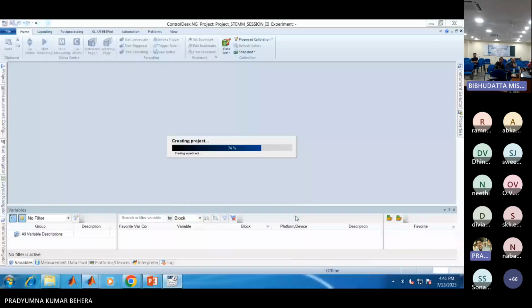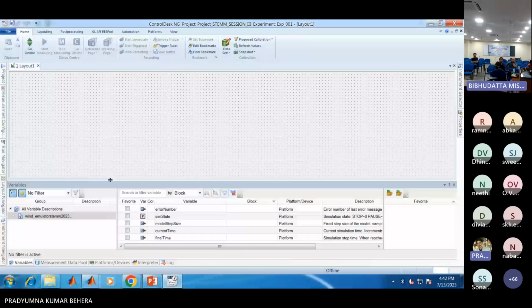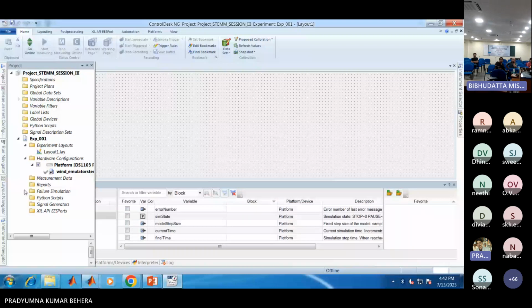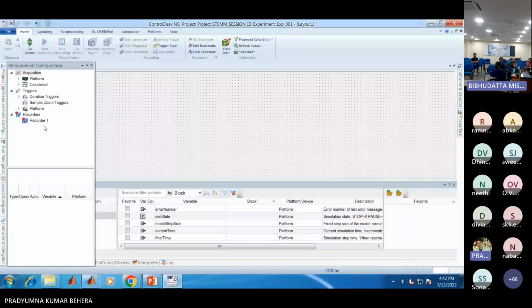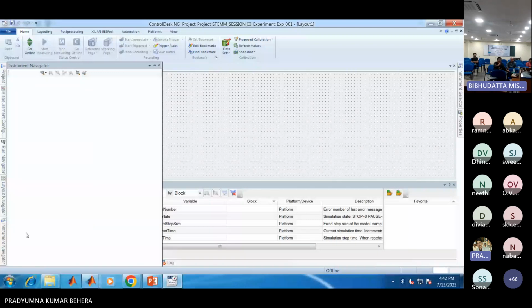So this is the main layout for the project we have created. Here you can see on the left hand side, you can get all the project details for this model. Then we have the measurement configuration for recording the data while performing the real-time implementation. This is basically the bus navigator. Then we have a layout navigator. Then we have an instrument navigator. These things I will tell.